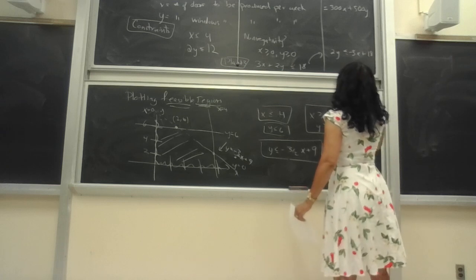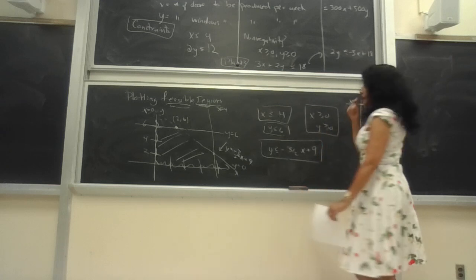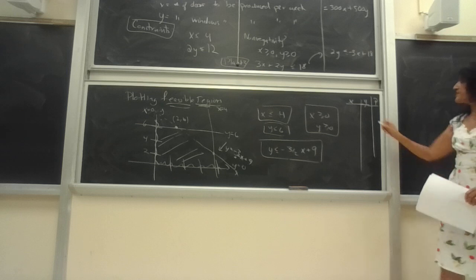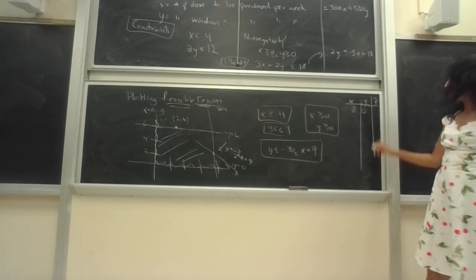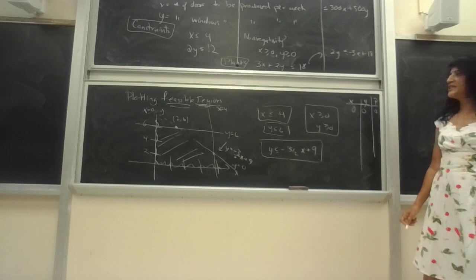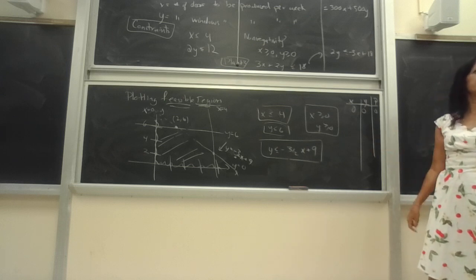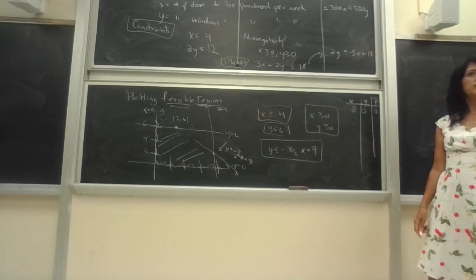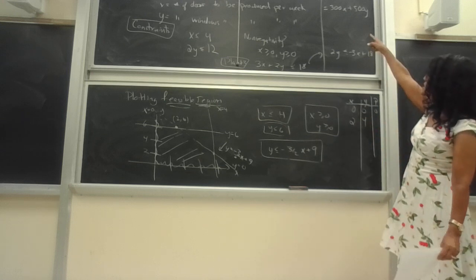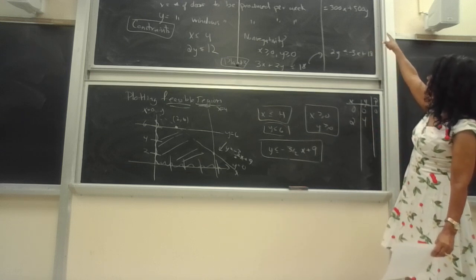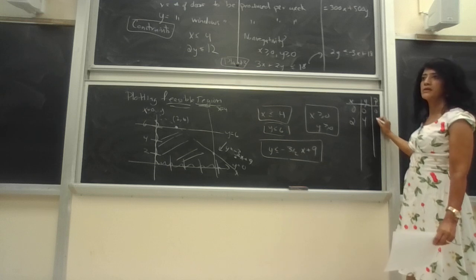X, Y, P. So I can start looking at this. If I put 0, 0 in here, that's in the feasible region, that's in the shaded area. So I get 0. That's not good. Give me another point from the feasible region. 2 and 4. So if I plug 2 in there, I get 600. Plug 4 in there. What do I get for total here?